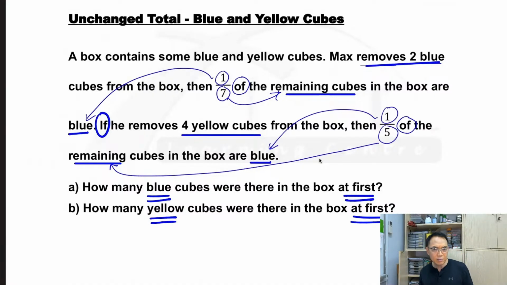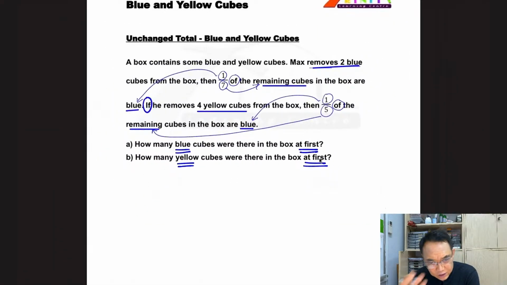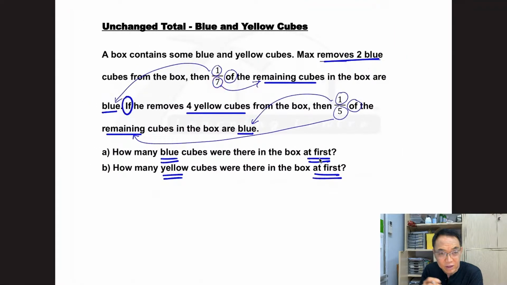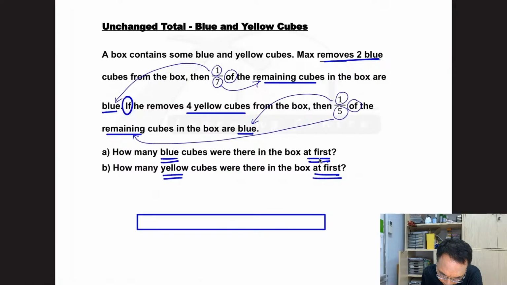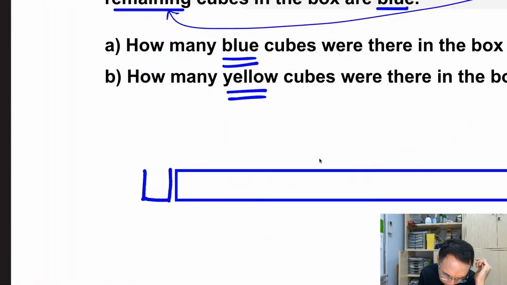Okay, so let's begin by drawing the model. Okay, you're going to need a lot of space for the model for this question. The first thing you want to do is you want to draw a model that represents 7 units, right? We always start with the denominator. So the model is made up of 7 units, like this. Okay, and this 7 units is a result of having done what? The answer is that he removed 2 blue. So if this is the 7 units left, then the 2 blue would be outside of this model that he already removed.